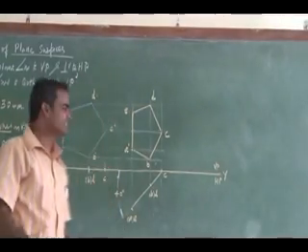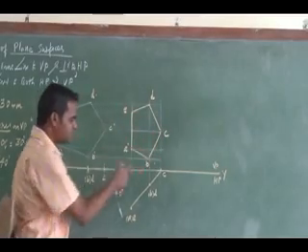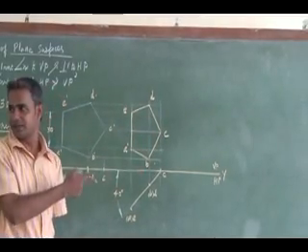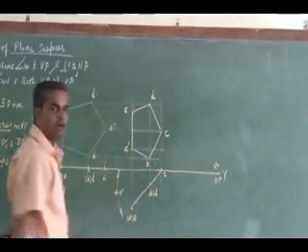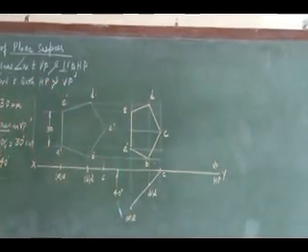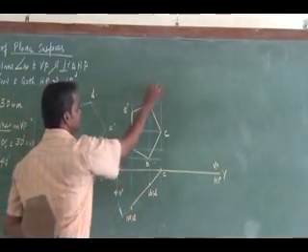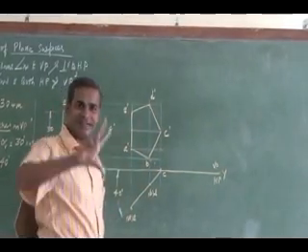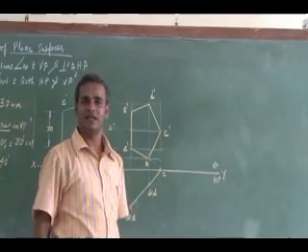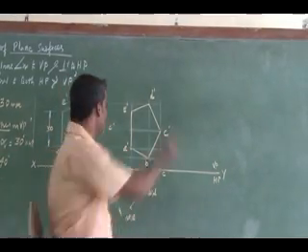What is given? The edge opposite to the resting corner. Which is the resting corner here? C. C is the resting corner. Which is the edge opposite to the resting corner here? AE. Great. AE is the edge opposite to the resting corner, and that is inclined 30 degrees to HP. That is alpha. So what do I have to do?